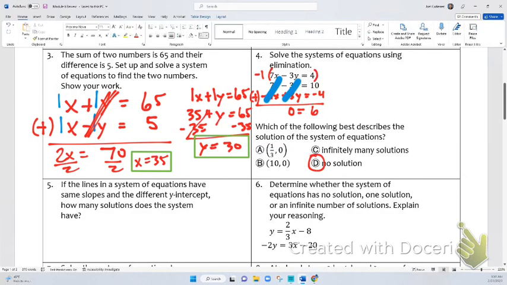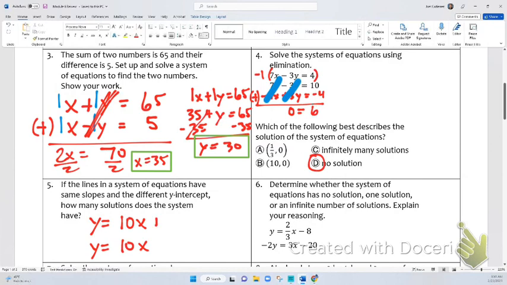For number 5, it says, if the lines in a system of equations have the same slopes and different y-intercepts, how many solutions does it have? So I'm going to create 2 equations here. I'm just making them up so that way you can see, because some of you are more visual learners. It says they have the same slope, so you choose any number you want. I love the number 10. That's my soccer number. So I'm going to make both of these 10s, the slopes.